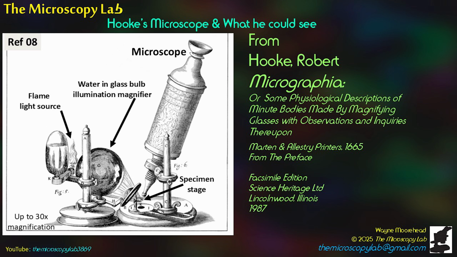Robert Hooke used both a single-lens magnifying microscope and one of the early compound microscopes. This is a drawing of one he actually used. Note the device he made to magnify the light from the flame, increasing the illumination onto the object he was observing. In 1665, Hooke produced the book Micrographia.